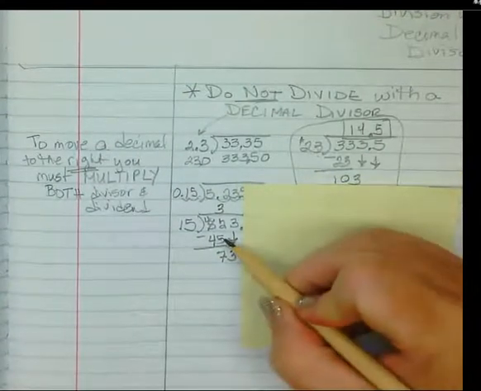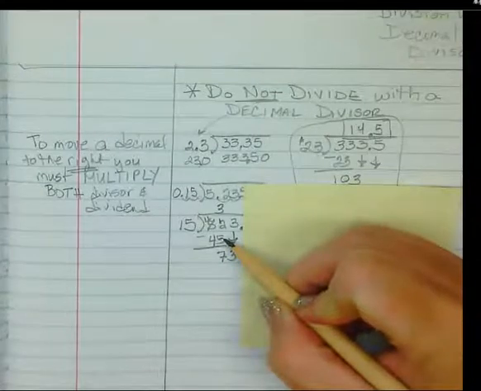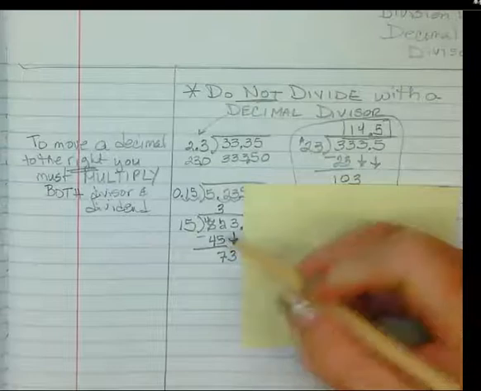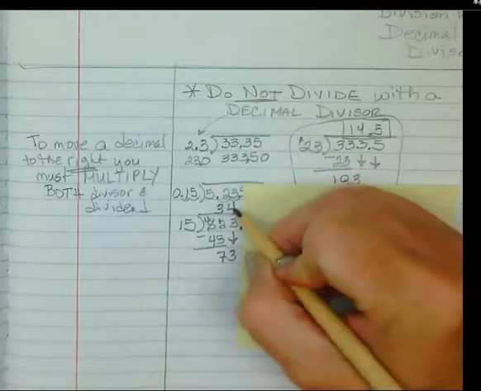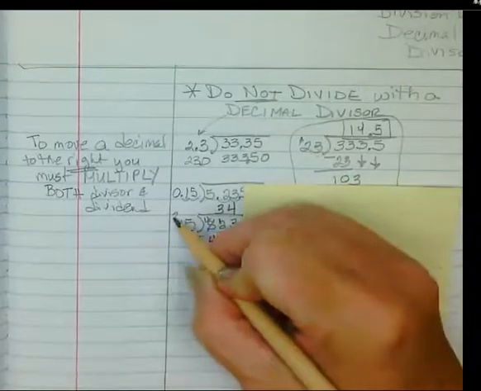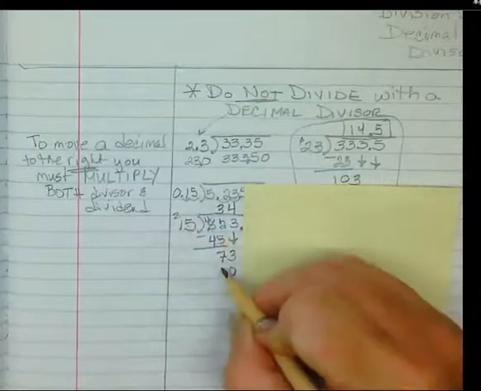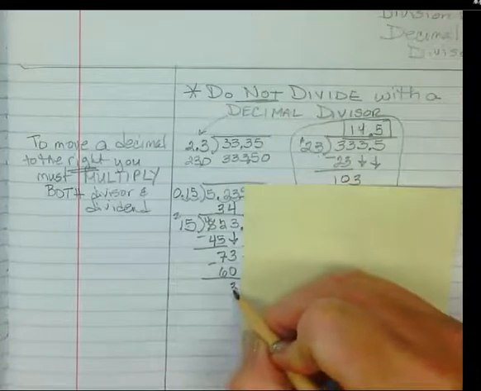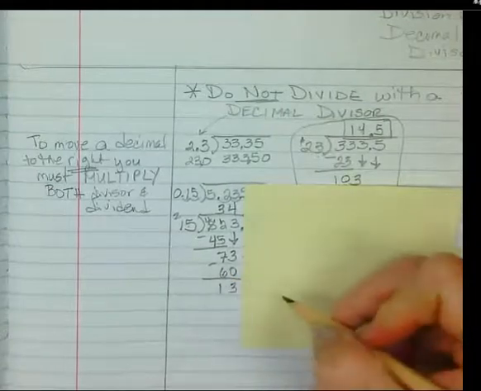Well, we know that 3 is 45. So 4 is 60. And 5 is 75, so that's too much. So we have to do 4. 4 times 5 is 20. 4 times 1 is 4, plus 2 is 6. See, I was right, 60. 3 minus 0 is 3. 7 minus 6 is 1.